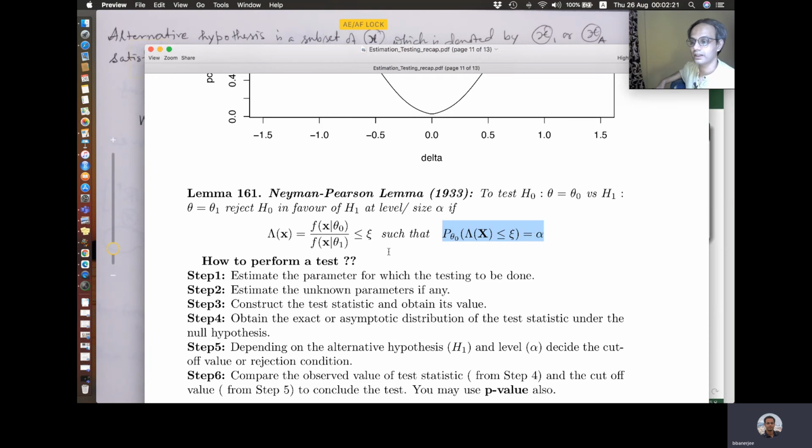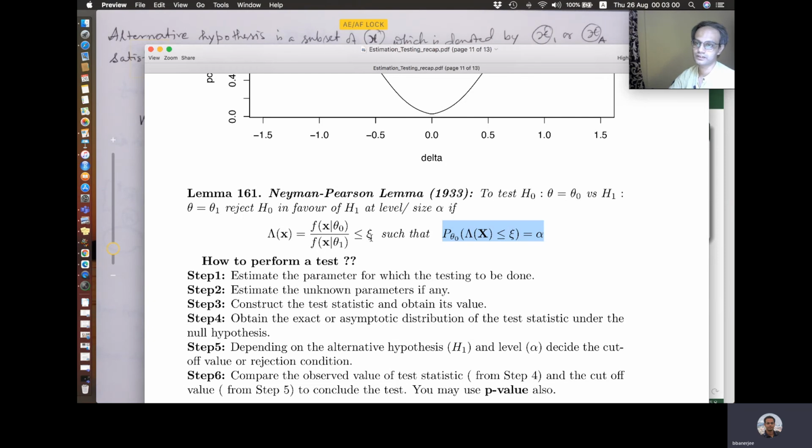Now if this value is less than xi, you reject the null hypothesis, otherwise you don't reject the null. So that is the construction of the Neyman-Pearson most powerful test. But we may not always go by this one because there are other tests, and the limitation of this construction is that it is only useful for a simple null against a simple alternative.